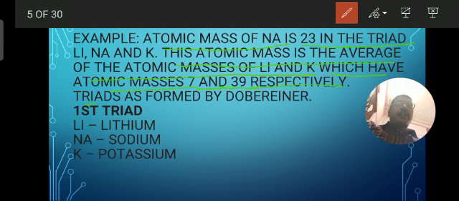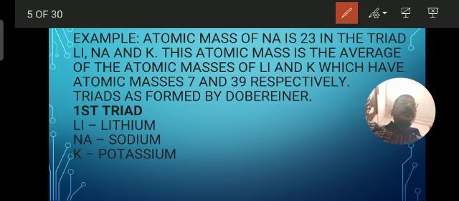The first triad formed by Dobereiner was lithium, sodium and potassium. Here the symbol for sodium should be Na, with a small a. You can do the correction here. Na is not written in this form. Okay students, so this is the first triad.